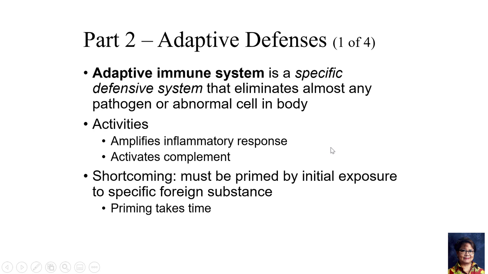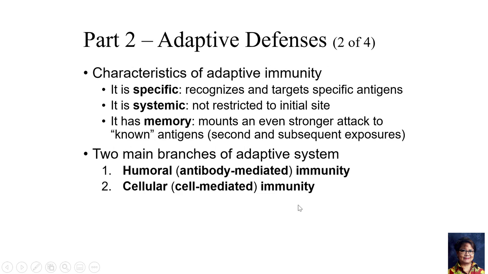defenses. But there is a shortcoming for the adaptive defense in that they need some time, they need to be primed by initial exposure. They need to know exactly who or what they're actually dealing with, and it takes time for them to know it. So the priming itself takes time.